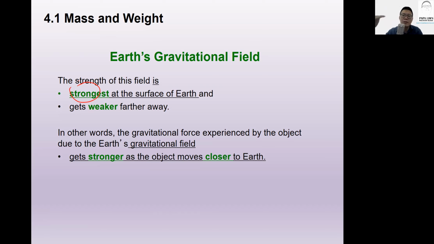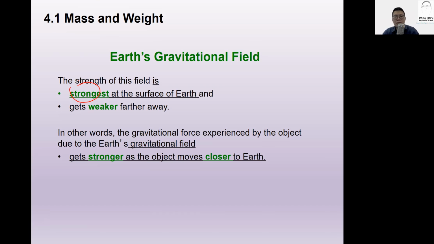So as I am further away from the surface of the Earth, my gravitational pull actually decreases. Eventually, when I go out to space, far away from Earth, you'll find that my gravitational field strength will drop all the way down to zero. That is what we experience in space, called weightlessness.